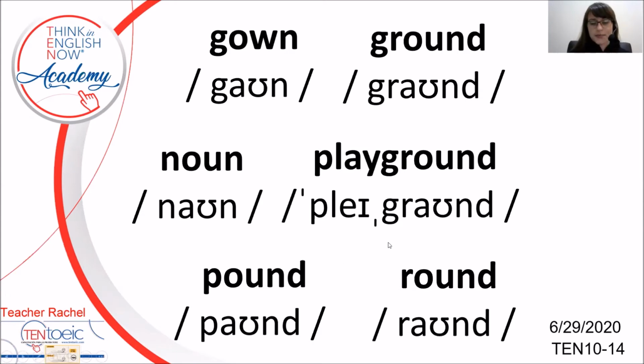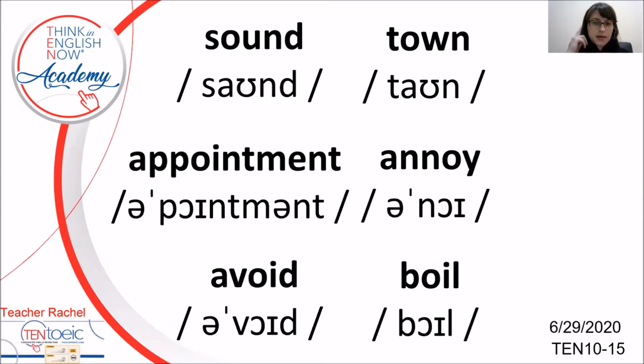It's a circle. Sound. This is something that we hear with our ears. For example, I hear a sound of an ambulance. So you hear the ambulance driving by. Sound, something we hear.